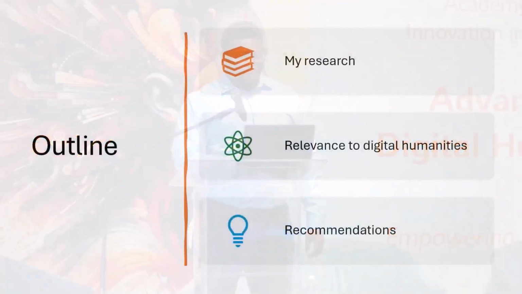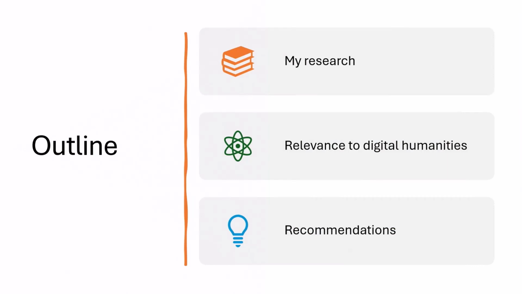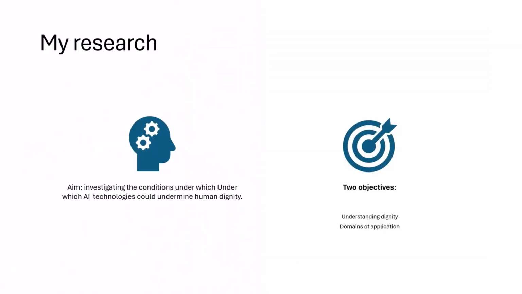So I will first outline my research, generally what I'm working on, highlight the relevance of it in terms of the humanities, and particularly the digital humanities, and then make some recommendations in terms of how we can move forward. My research focuses mostly on the impact technology has in terms of human relations. One of the questions that I always aim to answer is under which conditions do various AI technologies have an impact on human dignity?